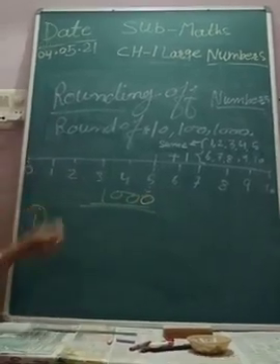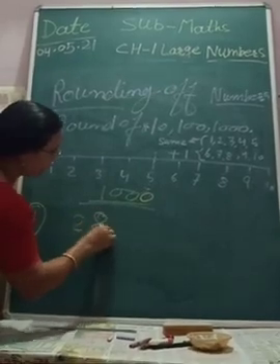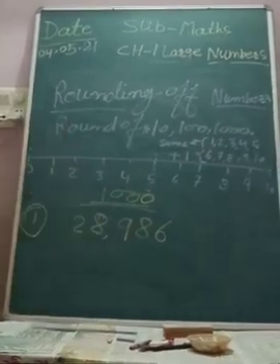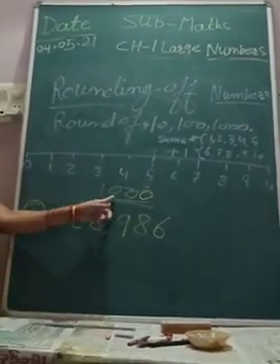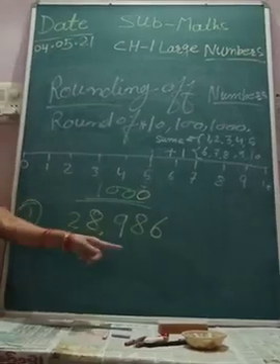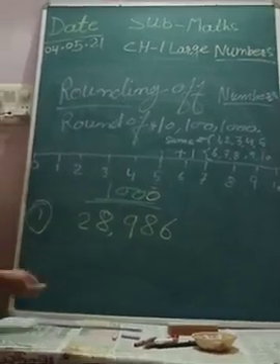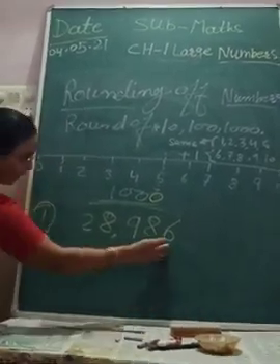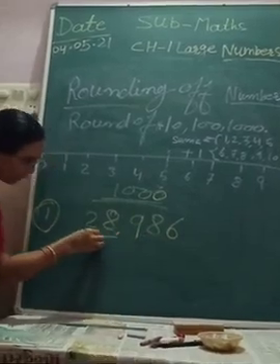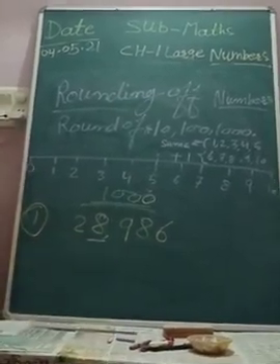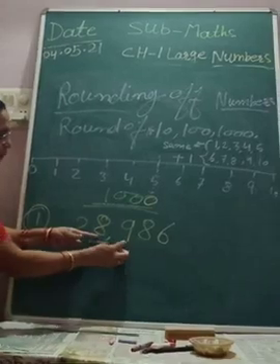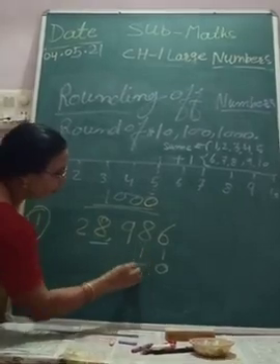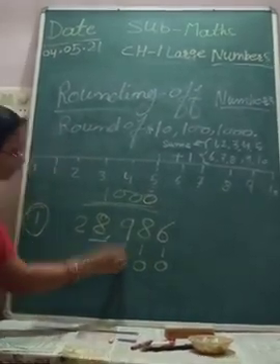Now, I have taken one number, 28,986. Now see, 1000. 1000 means first you have to see which number is on the thousands place. See ones, tens, 100, 1000. Now on the thousands place there is 8. What will you do? You have to compare this 8 with the digit behind it, as I have told you. So first put 0 here. Here will also be 0. Here will also be 0.